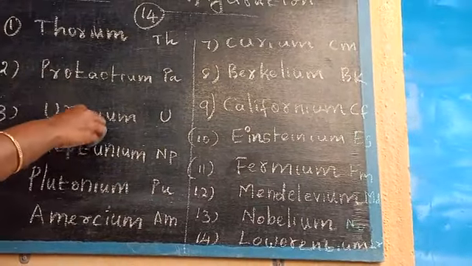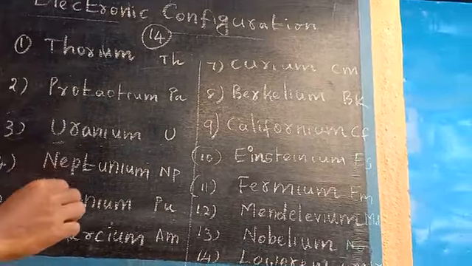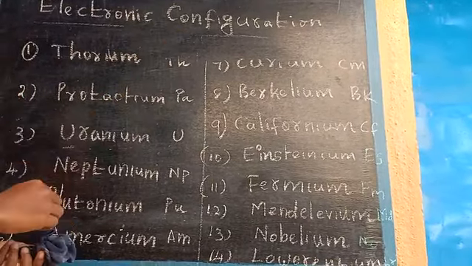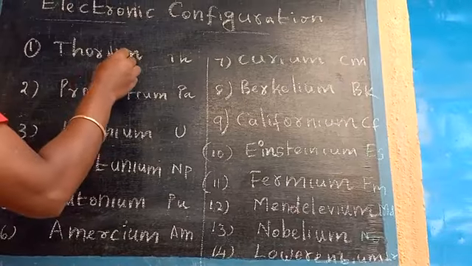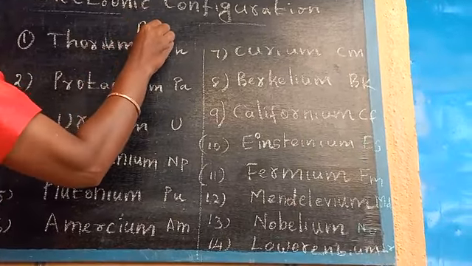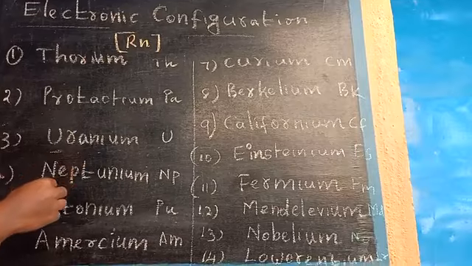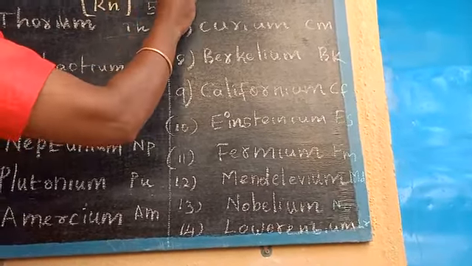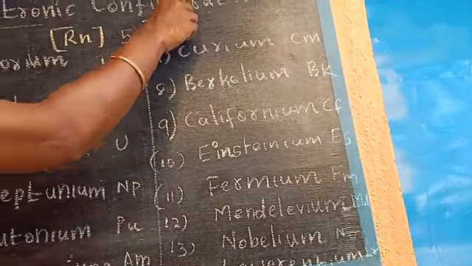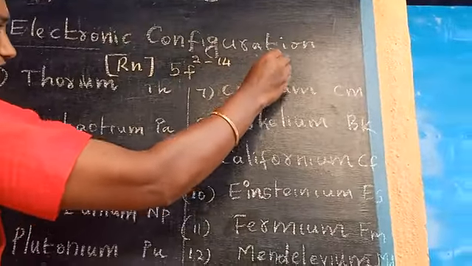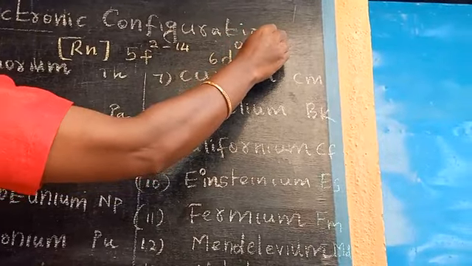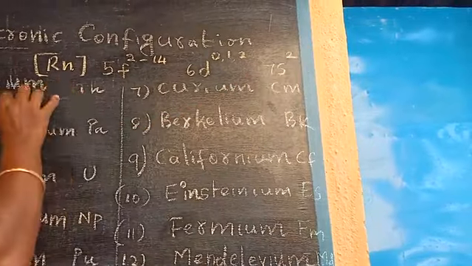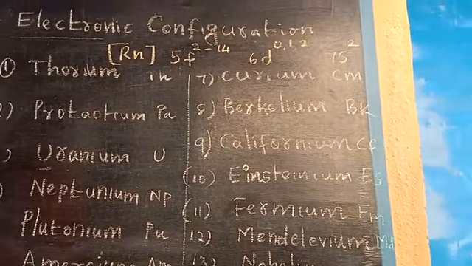Okay children. Now we are going to write the electronic configuration of these 14 elements. The general electronic configuration formula starts with radon, Rn, which is the noble gas. Next is 5f, 2 to 14. Next, 6d, 0, 1, 2. Next, 7s2. So this is the general electronic configuration.